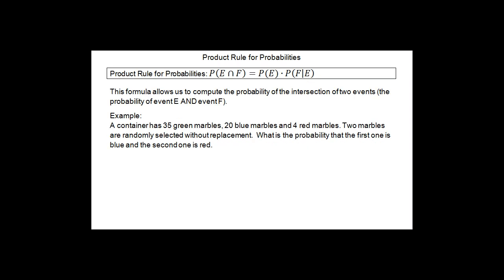A container contains 35 green marbles, 20 blue marbles, and 4 red marbles. That may look familiar since we did one that starts off like this earlier. 2 marbles are randomly selected without replacement. What is the probability that the first one is blue and the second one is red? Not the same problem we worked earlier.